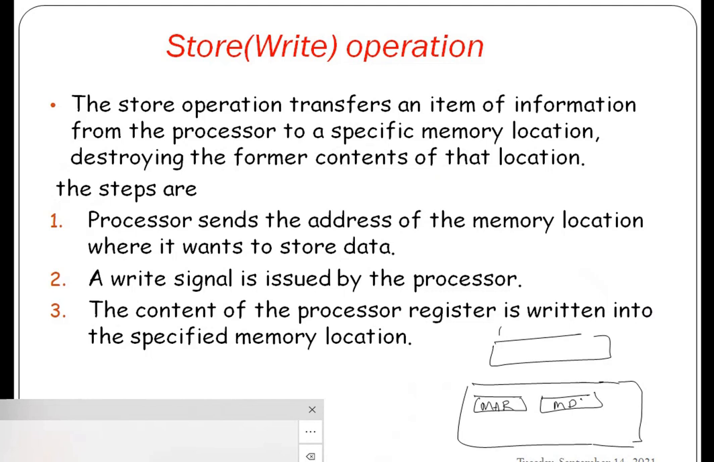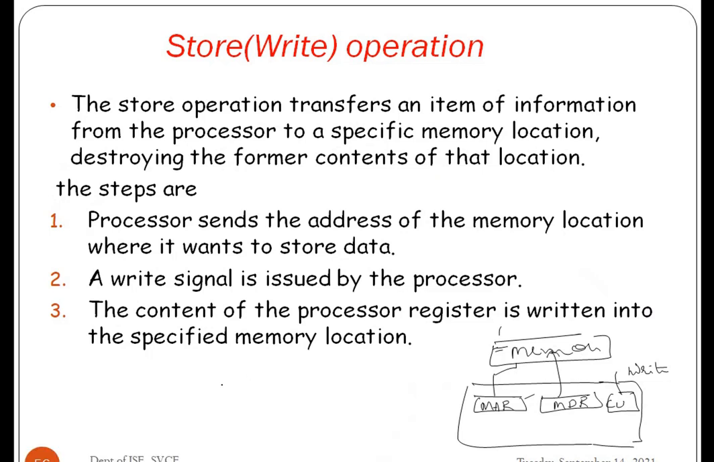And what data it wants to write into the memory is stored into MDR. The control unit also sends the write signal to the memory, which takes the address, finds that location, and writes this data into that location. This is done by a single instruction called store.